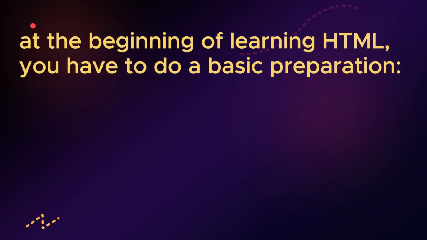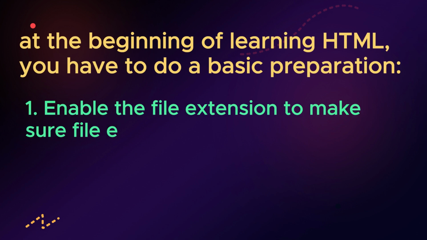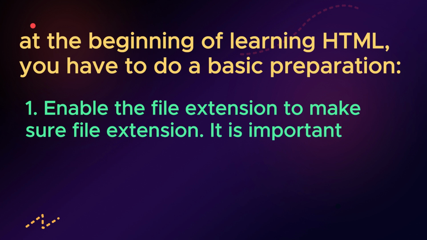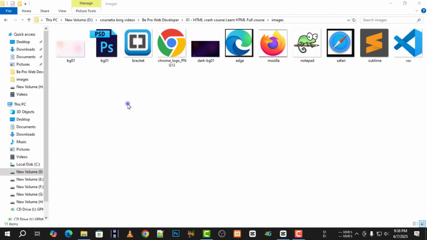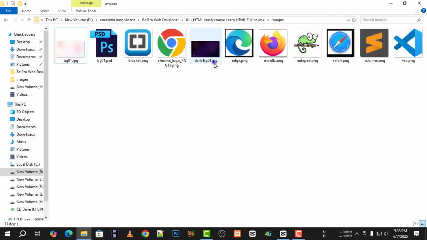However, at the beginning of learning HTML, you have to do a basic preparation. Number 1, enable the file extension to make sure file extension. It is important to learning coding. Go to any folder or drive and select View, then select checkbox of file name extensions.